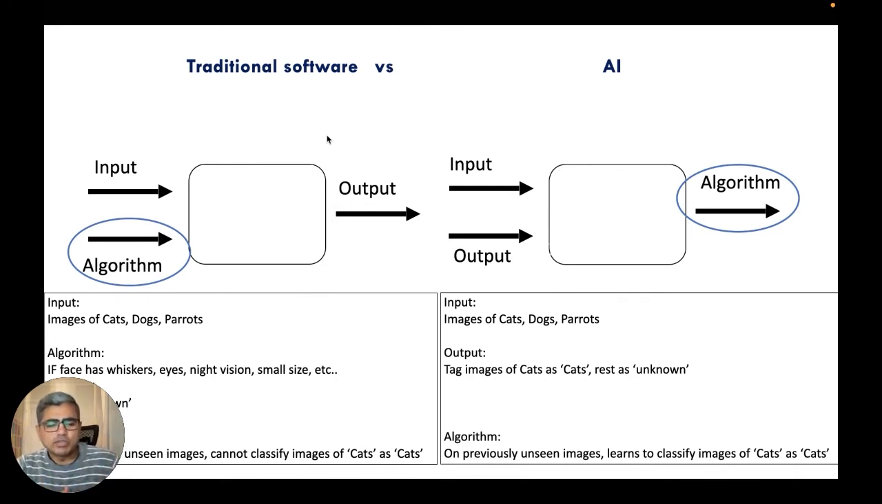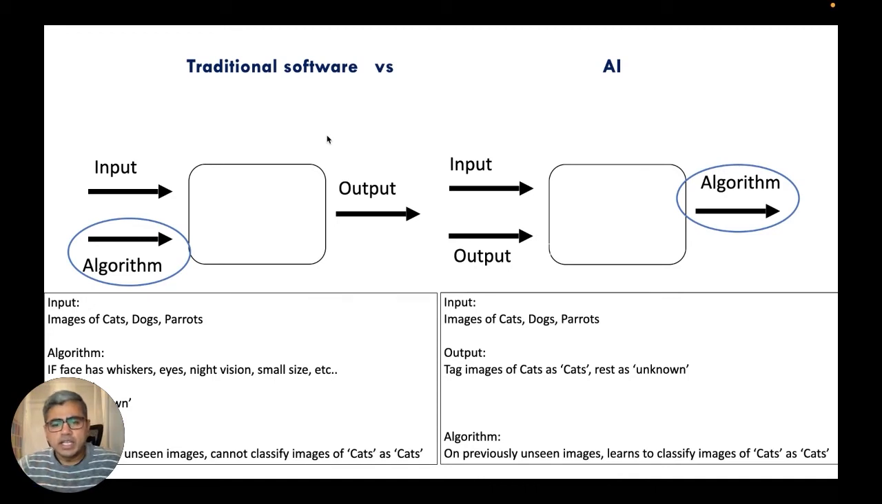Taking it a little more concretely, this is the best way I can explain to others what AI is. Traditional software uses inputs and algorithms to generate an output. Whereas AI uses an input and the output of the world we're trying to model for, and what it creates is an algorithm to solve for the unseen. For example, if I were to feed the images of cats and dogs and parrots, I'd have to feed the algorithm: if it has eyes and whiskers and night vision, then it's a cat, otherwise it's unknown. So it does classify the images of cats it has seen before, but on previously unseen images, traditional software fails.